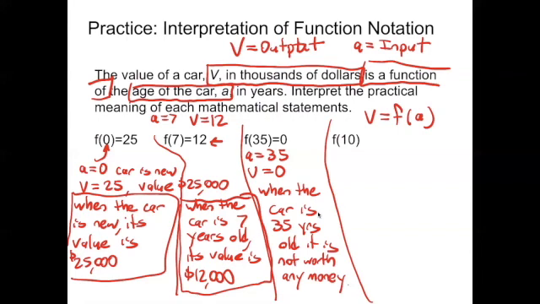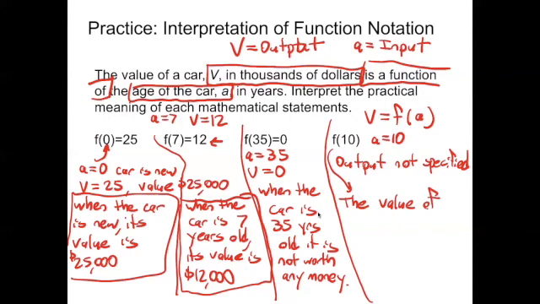And then for this very last one, we kind of have partially completed notation. So I don't know what f of 10 is. So we don't know the value of the output. So the output here is not specified, but we still can explain what this object represents. So f of 10 means the input is equal to 10. So if I plug a into this function, f of 10, what comes out of it should be the value of the car when a is equal to 10. So f of 10 we can represent as the value of the car when it is 10 years old.